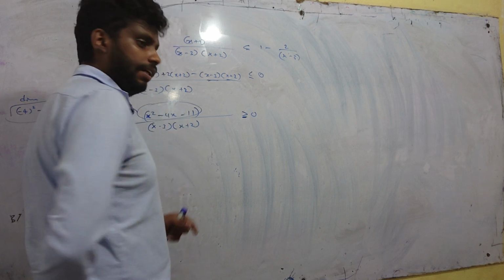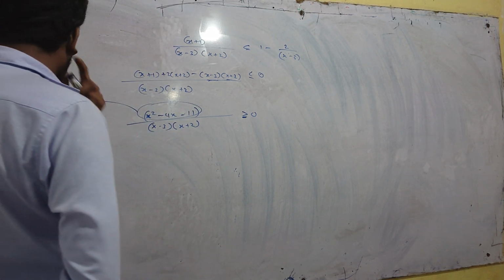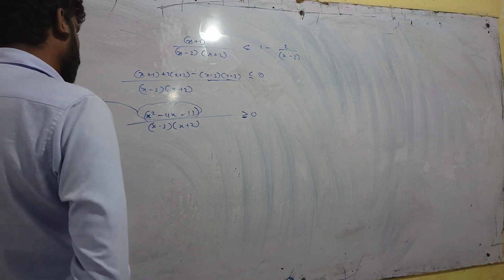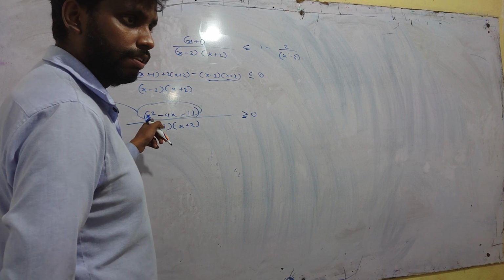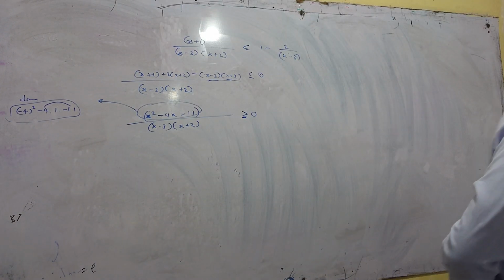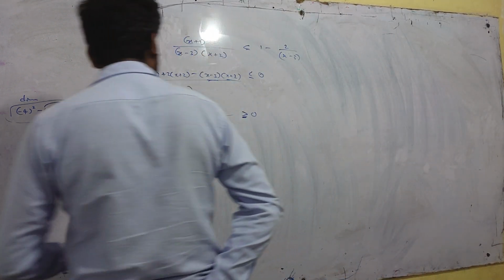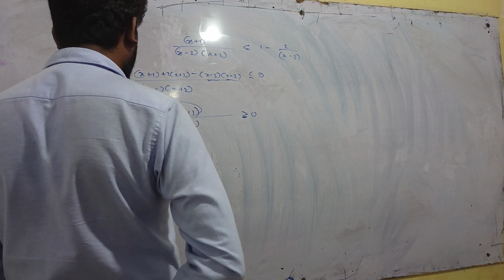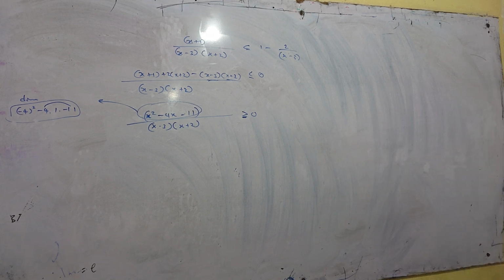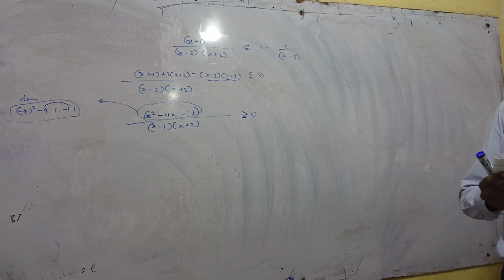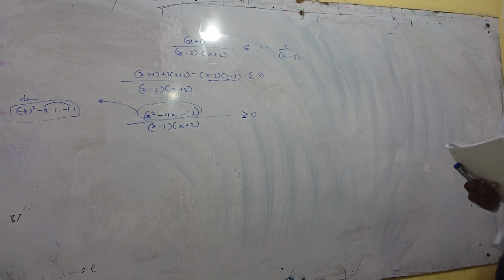We can factorize this numerator, right? The discriminant is positive, so there are factors. But the root factors are irrational, so we can't take it. We have to consider that part, because when we plot it, we have to consider that part.